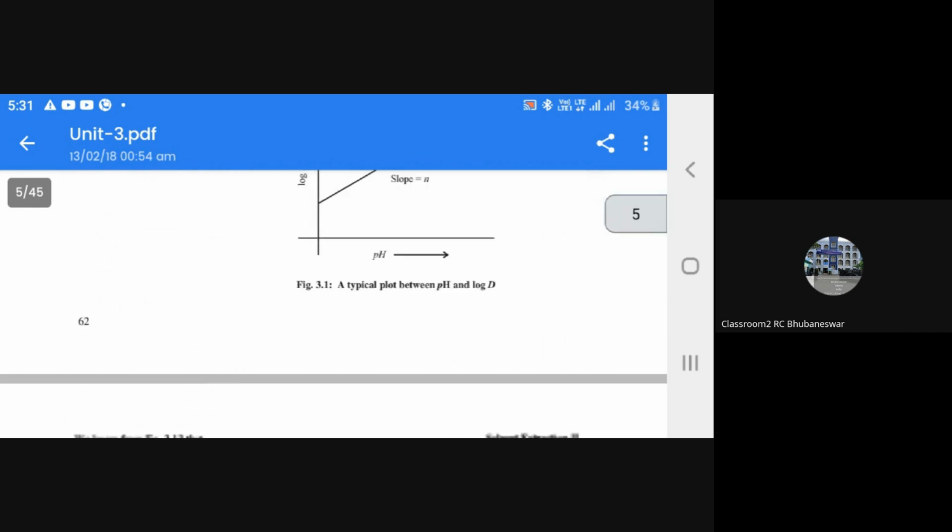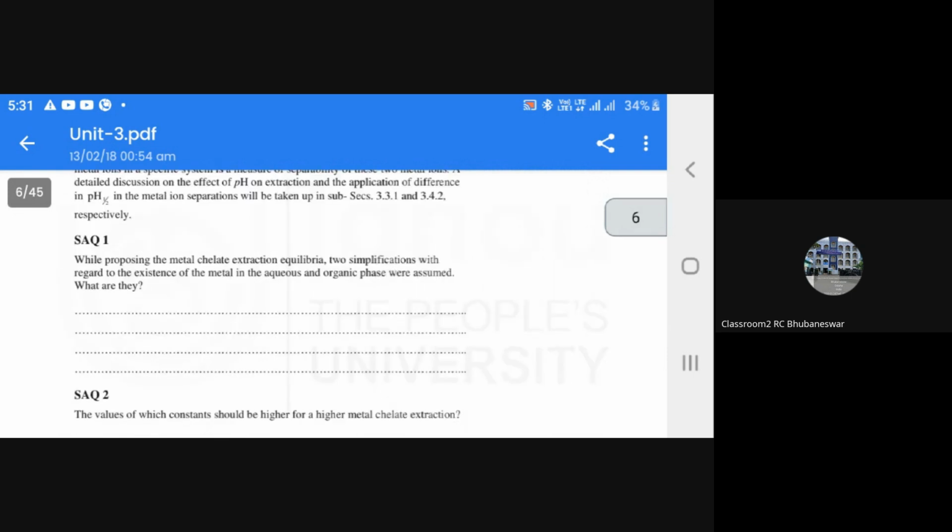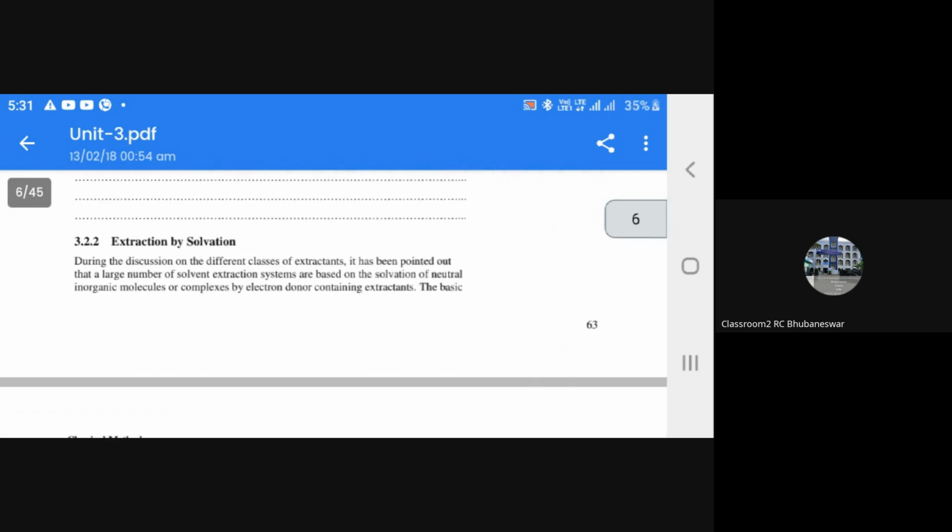The intercept is log K plus n log HR in the organic phase. So this is the figure. We show the plot. The slope n gives the number of molecules of the chelating agent involved in neutralizing the charge on the metal. By plotting the data at different pH, the values of both n and K star can be found out. Then the next one we will move to is extraction by solvation.